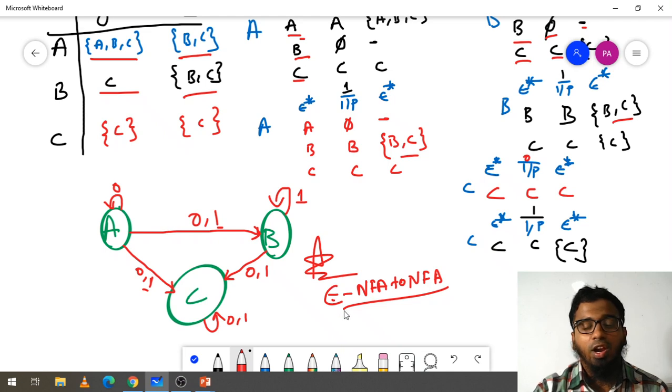So this is your final answer after removing the epsilon, the conversion from epsilon NFA to regular NFA. So thank you very much. We will see in the next class.